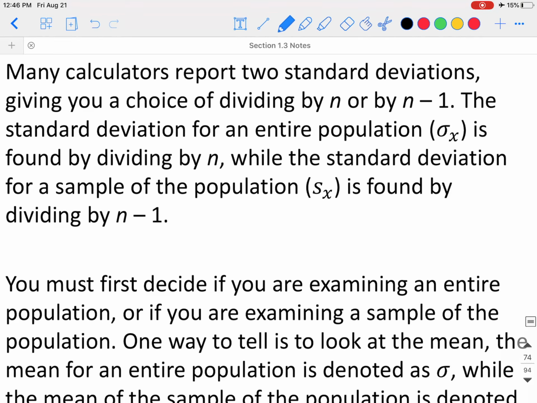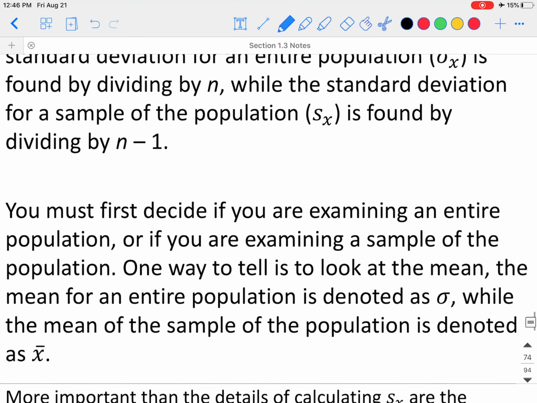Many calculators report 2 standard deviations, giving you a choice of dividing by n or dividing by n minus 1. The standard deviation for the entire population, sigma sub x, is found by dividing by n, while the standard deviation for a sample of the population, s sub x, is found by dividing by n minus 1. The distinction should be made that you will always use s sub x if it's a sample of the population. You will only divide by n if you have the data for the entire population set.